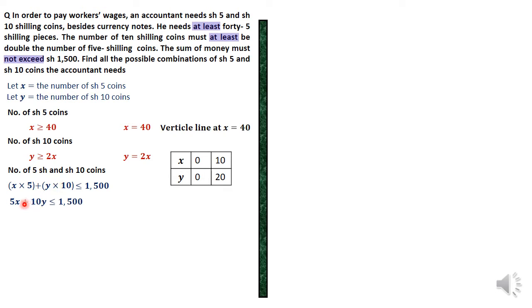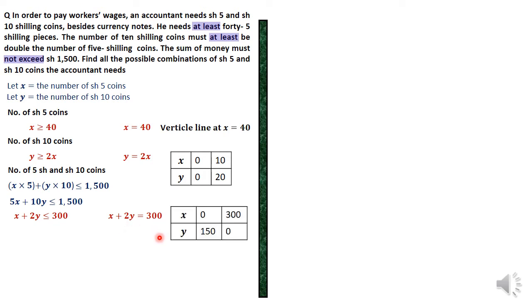So we have the inequality 5x plus 10y is less than or equal to 1500, which simplifies to x plus 2y is less than or equal to 300, implying the equation x plus 2y equals 300. If you set x to be 0, y will be 150. If you set x to be 300, y will be 0.